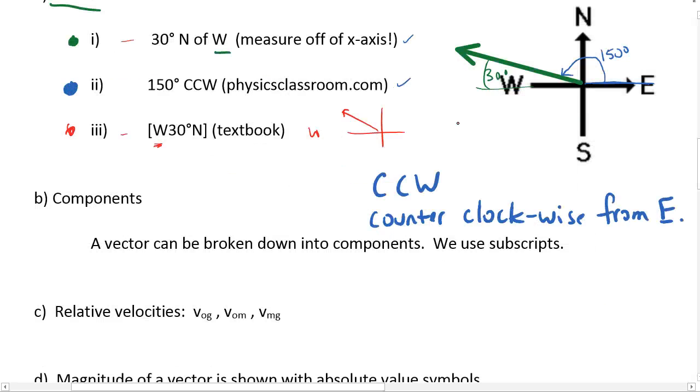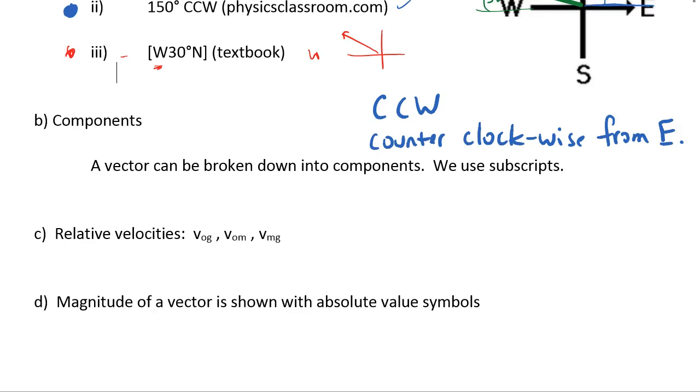Alright, so the next section here is components. It says a vector can be broken down into components, and we use subscripts. So one example that you'll be familiar with, we did this a fair bit in grade 11, if this is, say, my applied force, I could say, well, how much is the x component and the y component? So maybe I'll use red. I could say, well, this is the amount that it goes in the x direction.